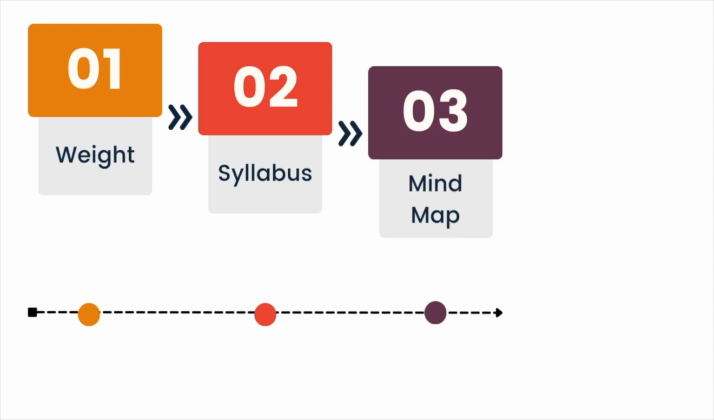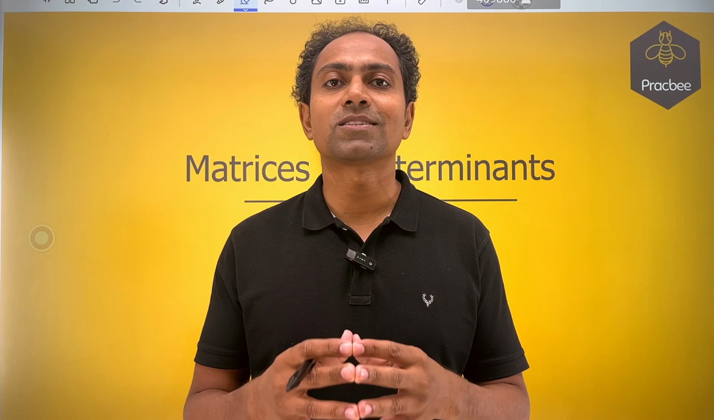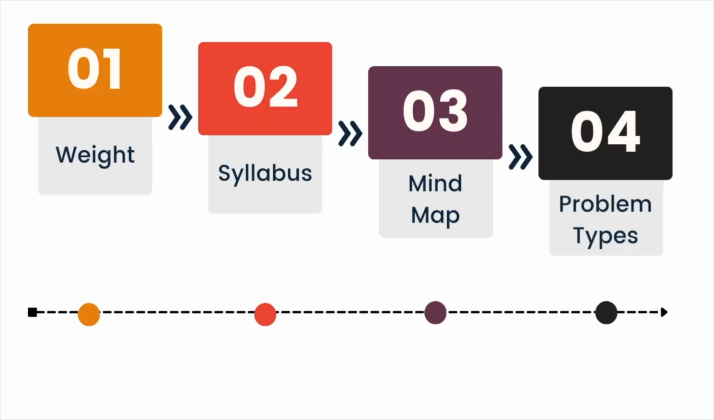Then we are going to systematically move towards the mind map of the chapter and understand what is the syllabus that actually JEE syllabus entails. And then finally I am going to make your life super simple by dividing all the PYQs of the last 5 years into 13 problem categories and tell you the systematic manner in which you can approach these 13 categories of problems.